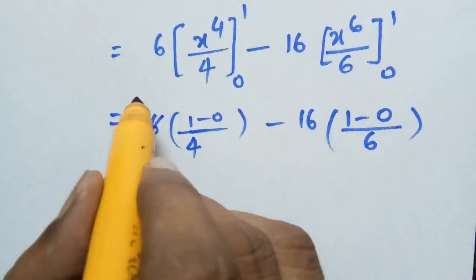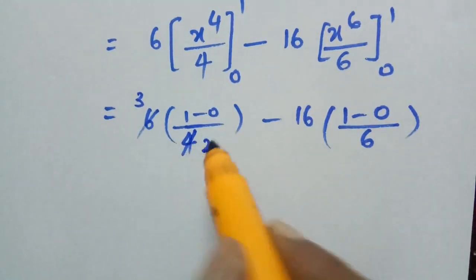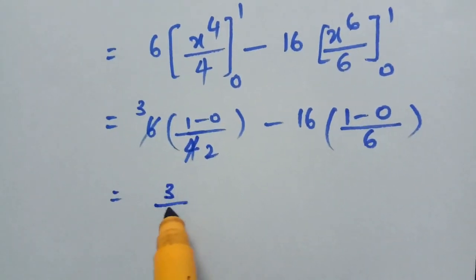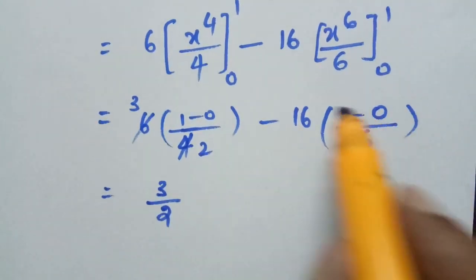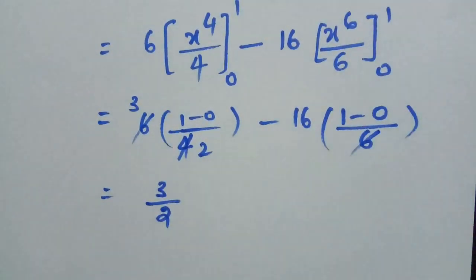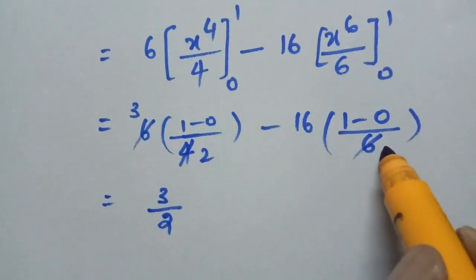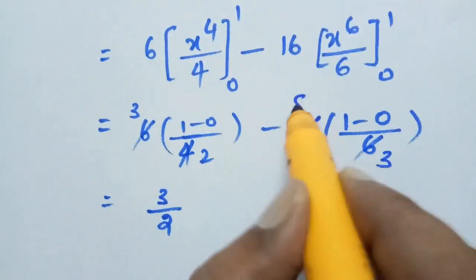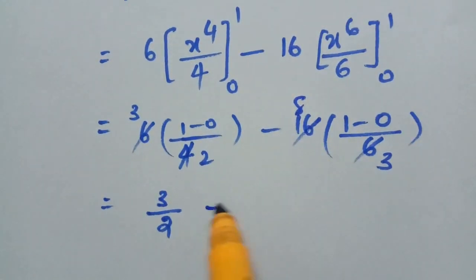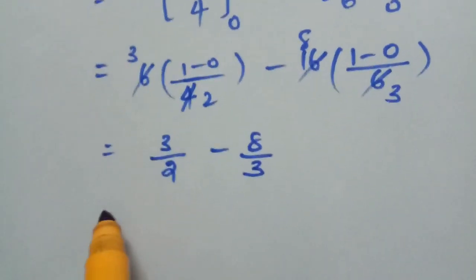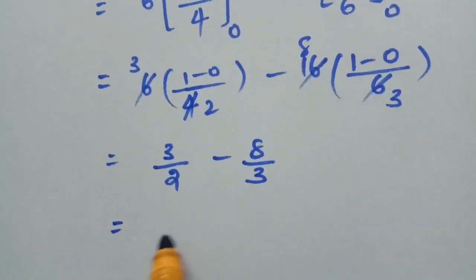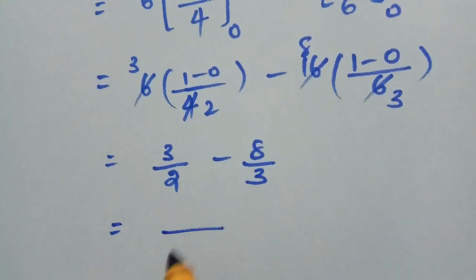Therefore, 2 3s are 6, 2 2s are 4, so 3 by 2, and 2 8s are 16, minus 8 by 3, that is equal to, LCM is 6.